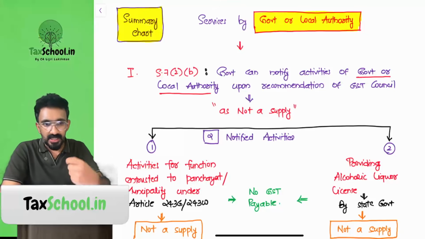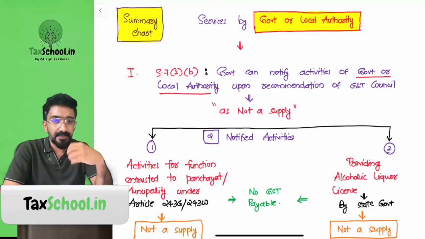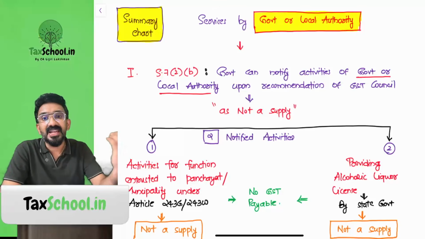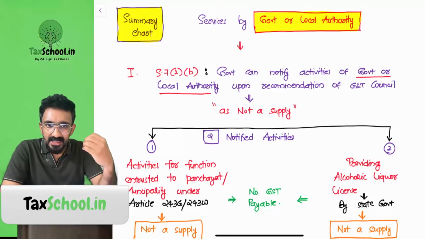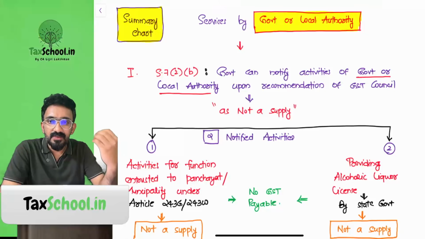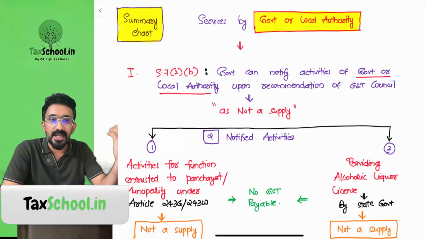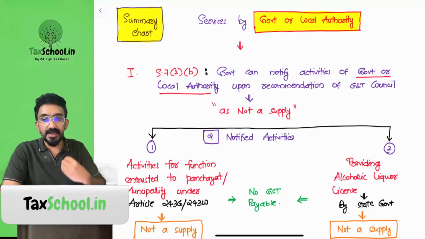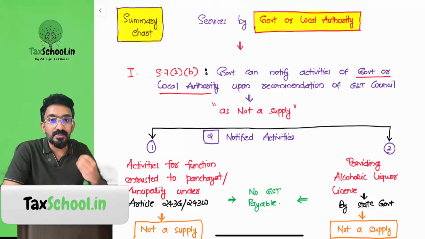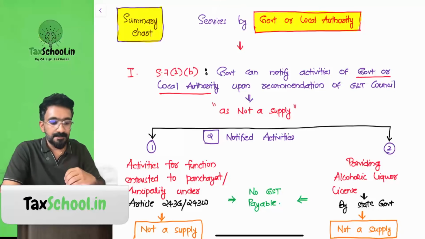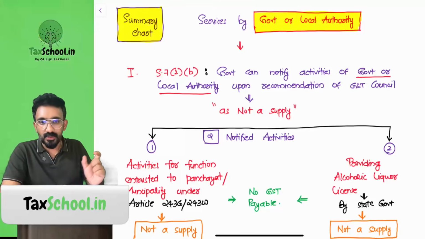Apart from that, clause B, there is an empowering provision inside our GST. What does this empowering provision talk about? It says the government can notify activities of government or local authority, upon recommendation of the GST Council, as not a supply. Which means, if the government wants, some of the activities of two kinds of people, government and local authority, can be declared not a supply.